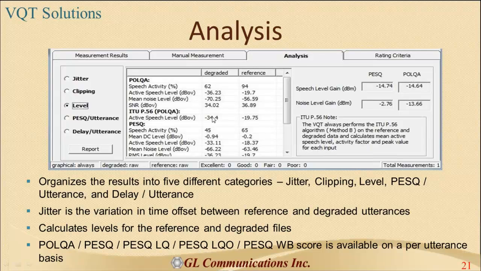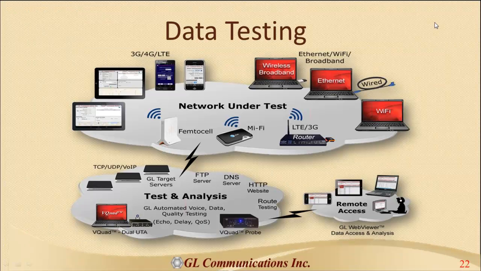As you can see, there are different metrics like speech activity, mean DC level, active speech level, and mean noise level. We also get some analytic metrics for Polqa, like speech activity, speech level, and SNR. These are additional analytic metrics which can be used to determine the voice quality measurements and the reason for its scores. Now we come to the data testing part, as initially discussed in a brief manner.